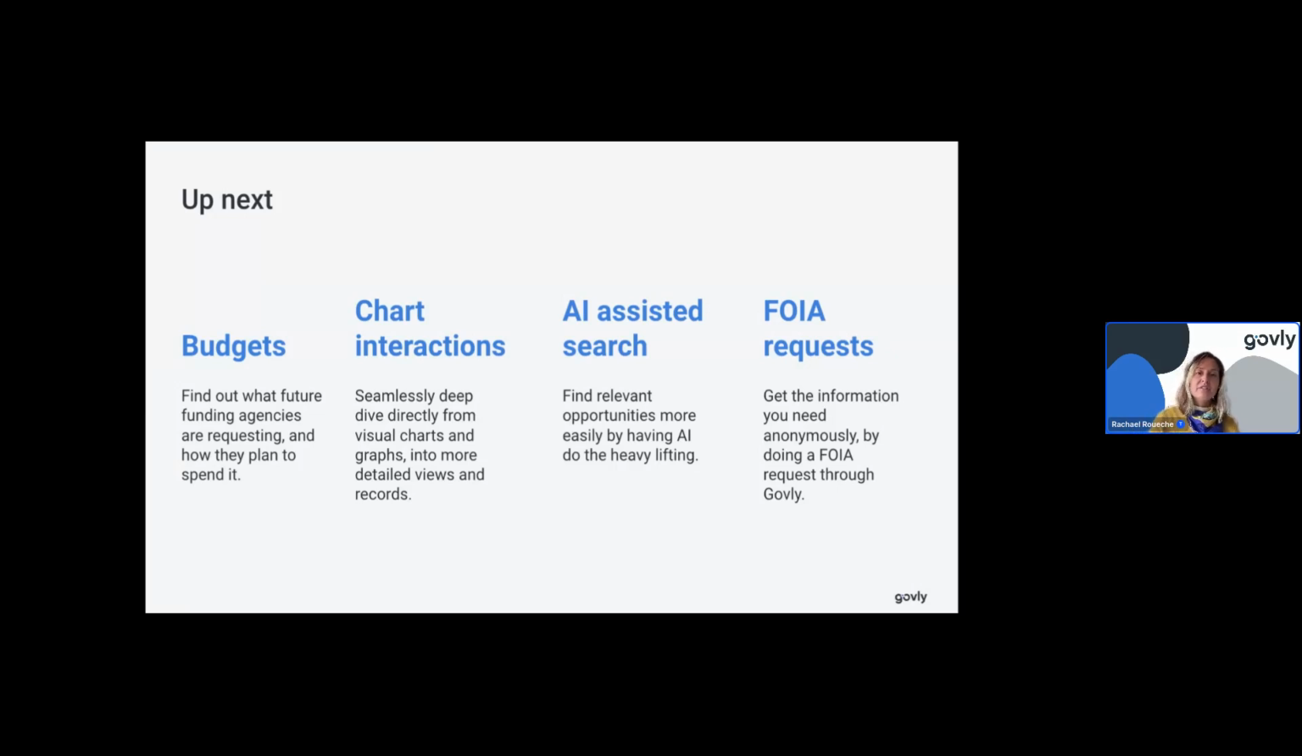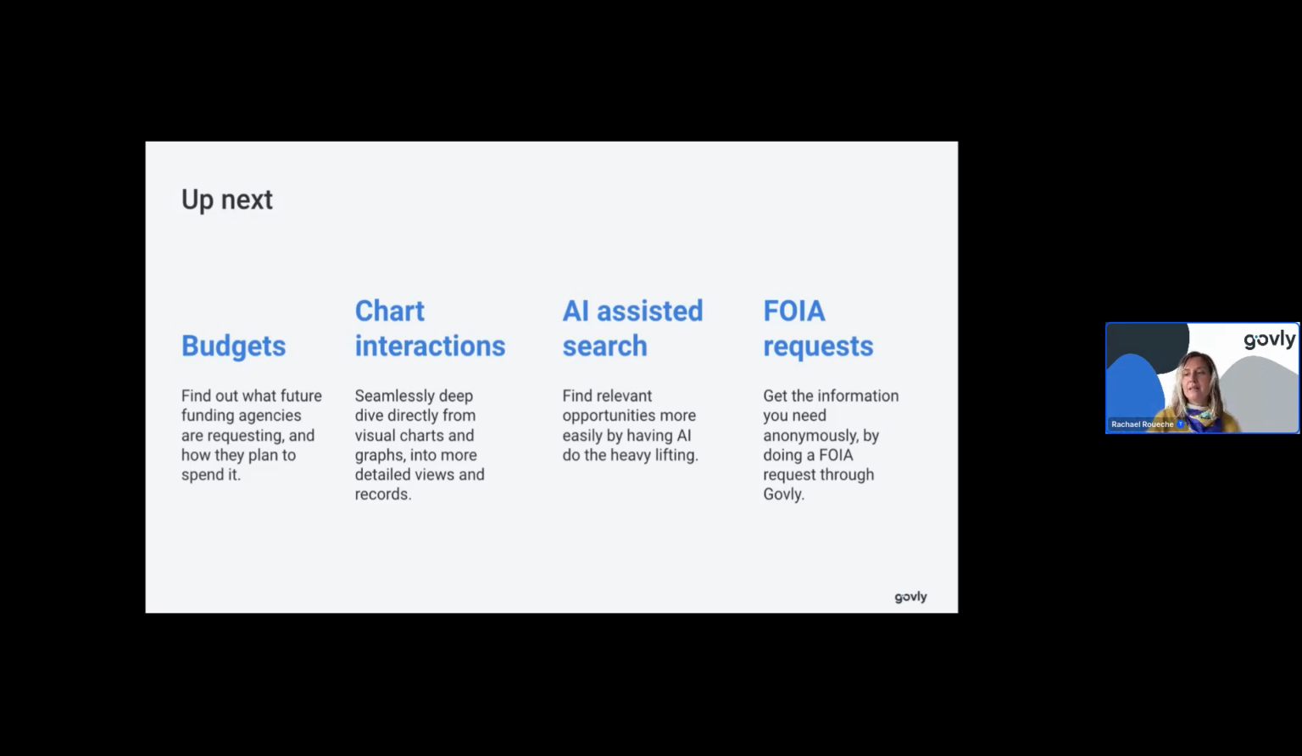We got some pretty early feedback from folks that they want to be able to dive into the table view information directly from the charts. So you see an interesting data point on the chart, you want to be able to click there and immediately be able to see the list of contracts that comprise that data point. We're working on that. So we should have that coming out in the next couple of weeks.